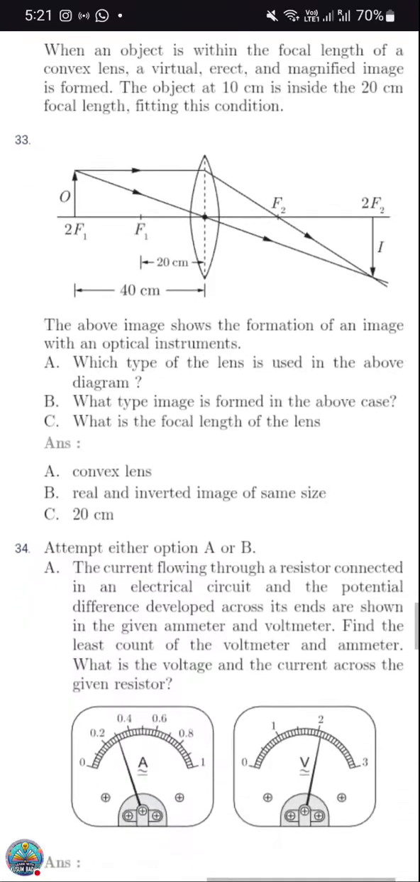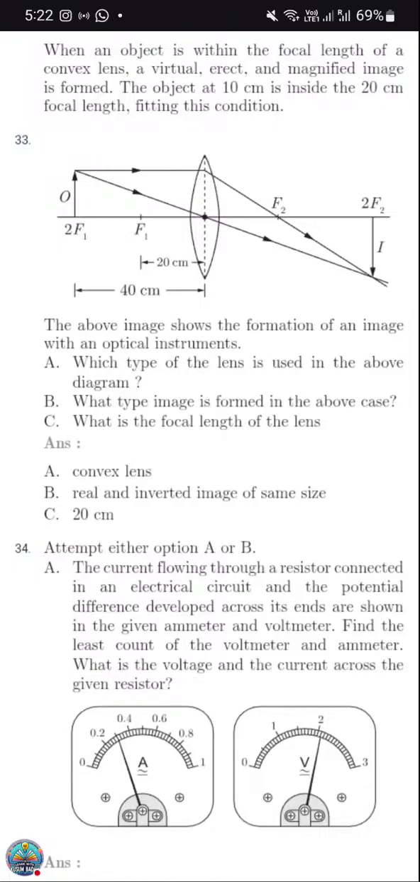Question 33. A diagram is given and the question is based on the diagram. The object is at 2F1, the image is at 2F2, like the center of curvature. Which type of lens is used in the above diagram? It's clearly visible to you. So it's a convex lens.